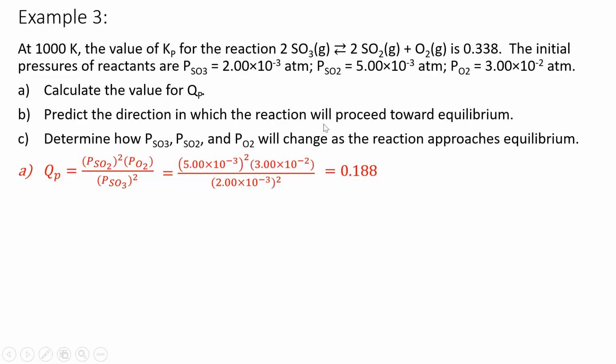Predict the direction of the reaction, the direction in which the reaction will proceed toward equilibrium. Well, we want to compare Q, which we just solved, and K, which is 0.338.